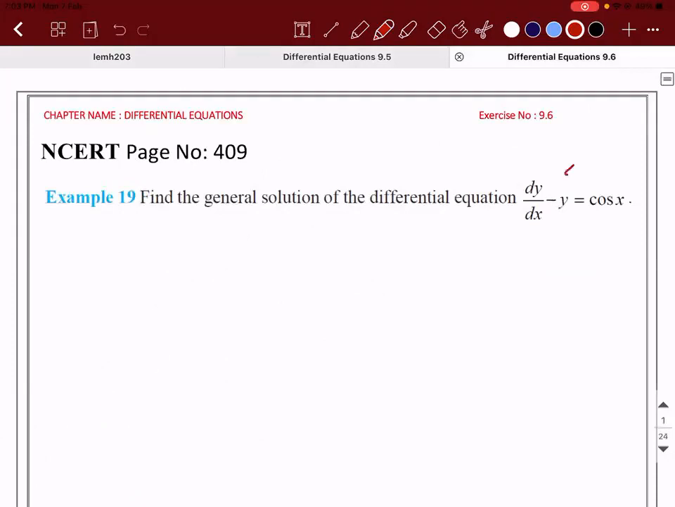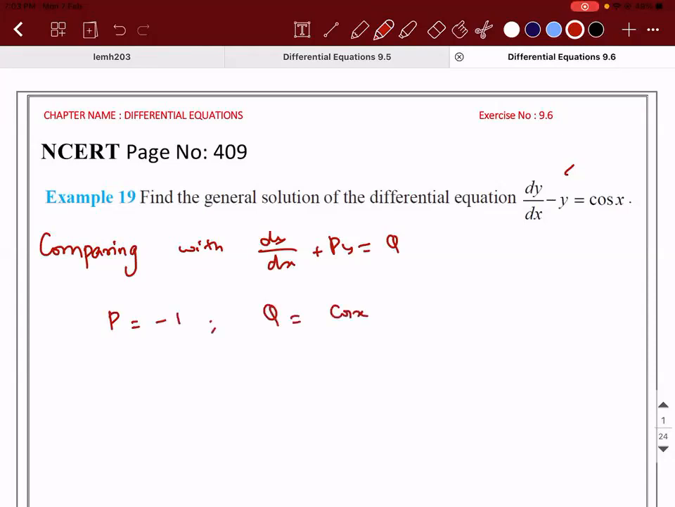See, for example, the question is dy by dx minus y is equal to cos x. So, comparing with dy by dx plus py is equal to q, what is the value of p? It is minus 1. Q is cos x. Okay. So integrating factor will be equal to how much? E power integral of p dx. So e power integral of minus dx. So it is e power minus x.